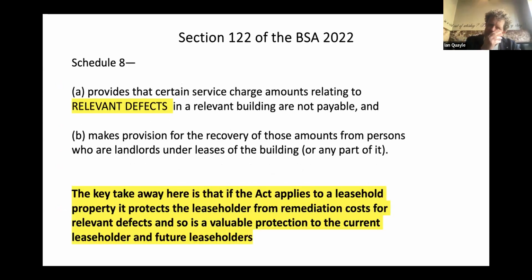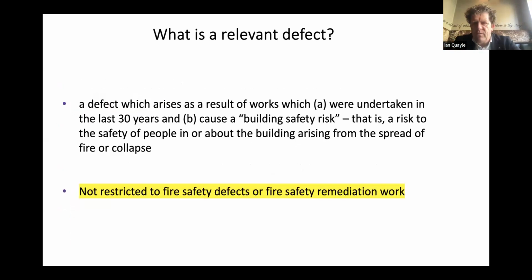So I want to just show you something before we finish today, which I think is important. The Building Safety Act refers to relevant defects in relevant buildings and provides that some remediation costs relating to some relevant defects are not payable by leaseholders that hold qualifying leases. So what is a relevant defect?